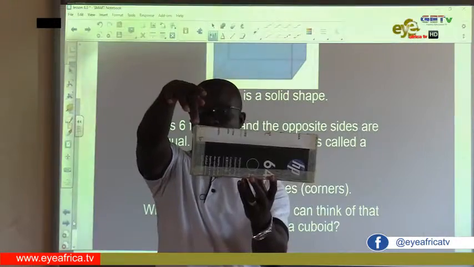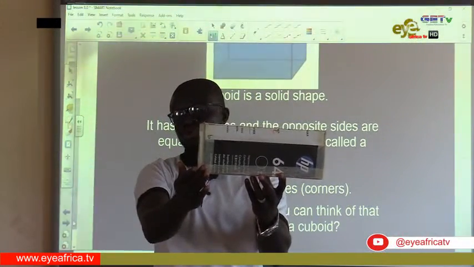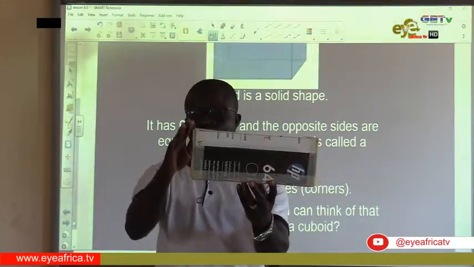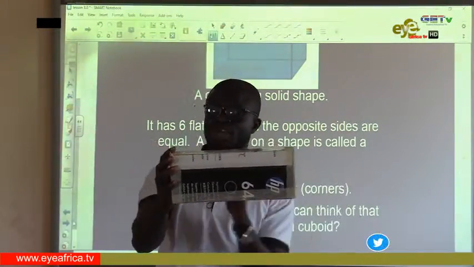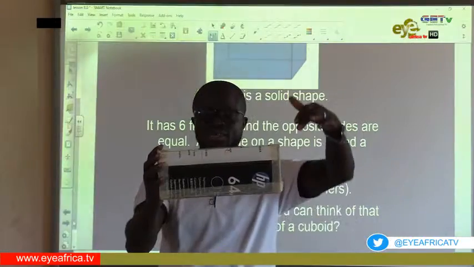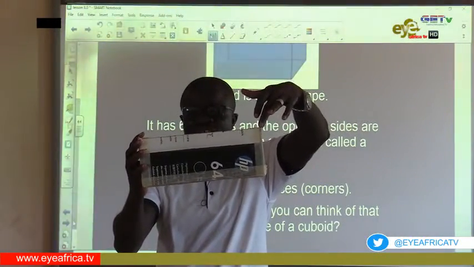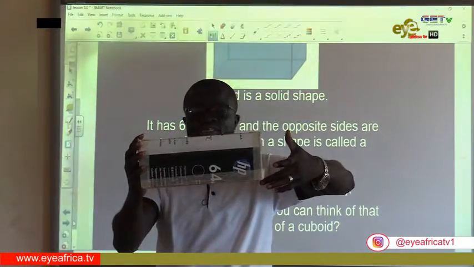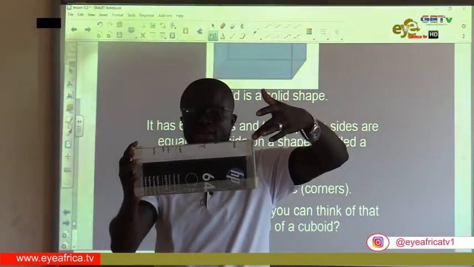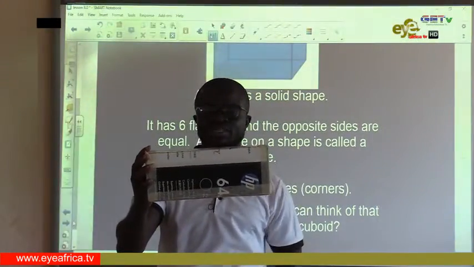We start: 1, 2, 3, 4. Now we move to the left hand side. Remember, we have 4 on the right hand side. We continue counting. This is 5, 6, 7, and 8.